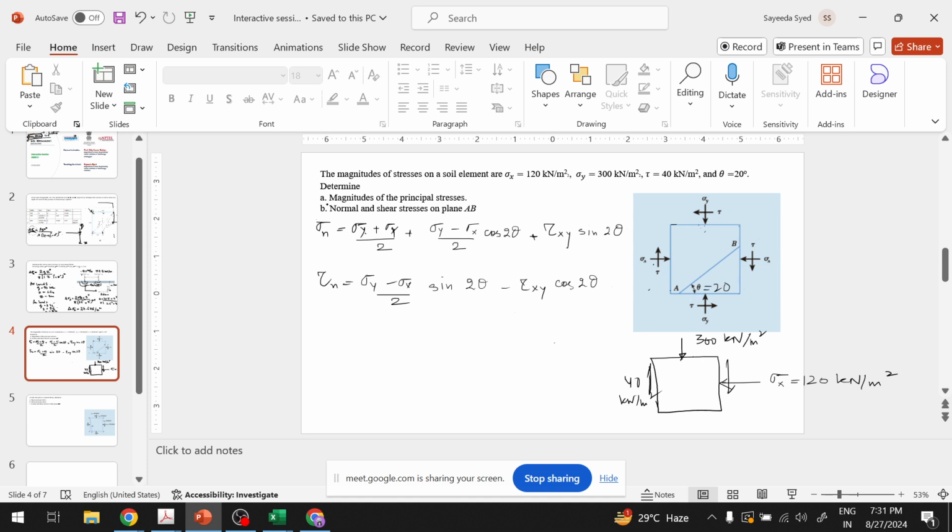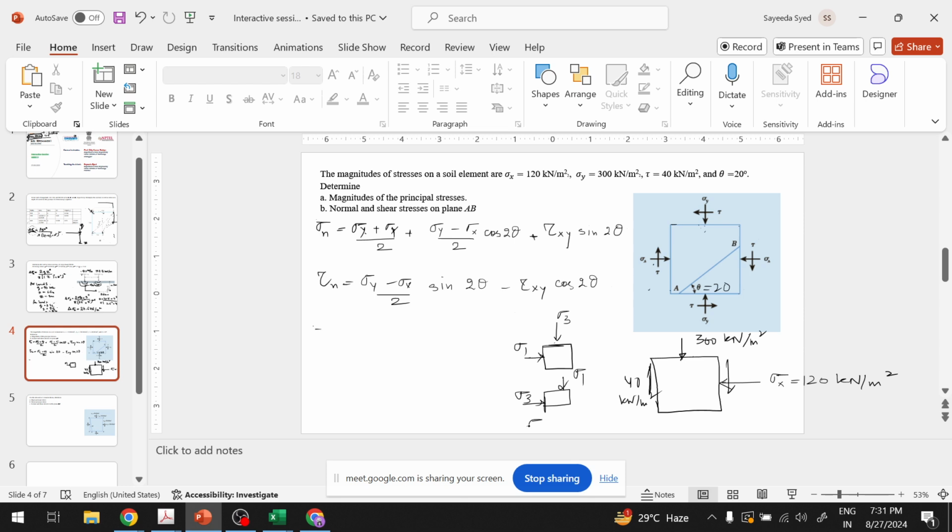We have to calculate the magnitudes of the principal stresses. So first of all, magnitudes of principal stresses. We call these principal stresses sigma 1. Actually, there are three principal stresses because we have three coordinates. We call the maximum principal stress sigma 1. We call the minimum principal stress sigma 3, which can be in this case also.